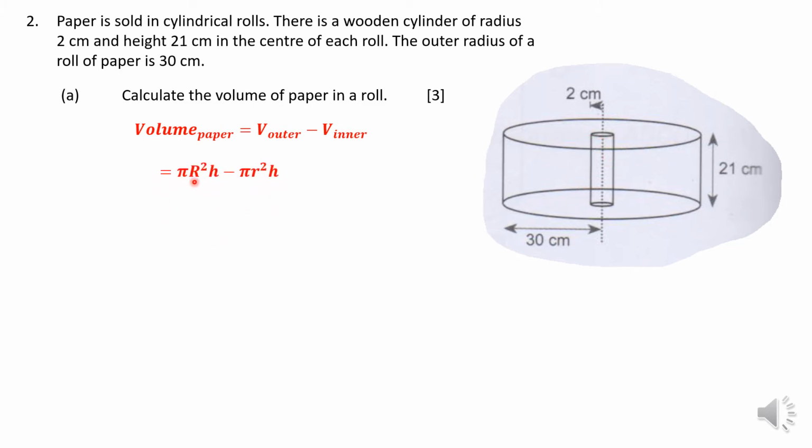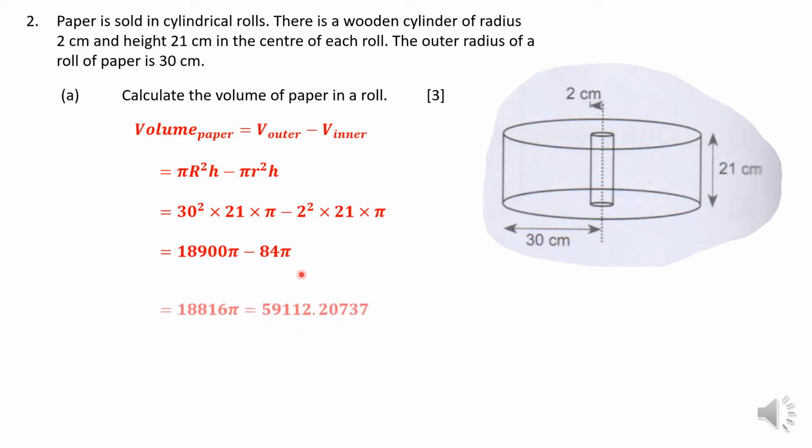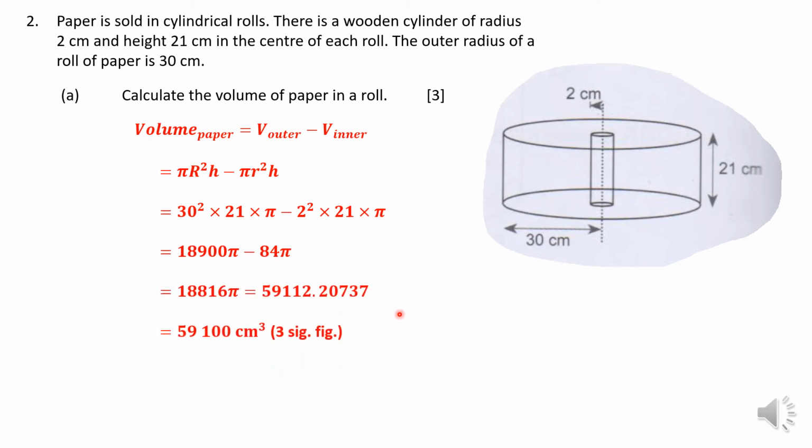So I use a different R, a capital letter R, to differentiate between my 30 centimeters for the volume of the whole, the outer one, and my 2 centimeters for the volume of the inner one. All right, so just go ahead and you plug in your values as you have them, and you should definitely realize that you get an answer of 59,100 cubic centimeters. That is the volume of paper that is in that roll. So it's the volume of paper is equal to the volume of the outer minus the volume of the inner, all right? And when you do that, then you can actually find them.